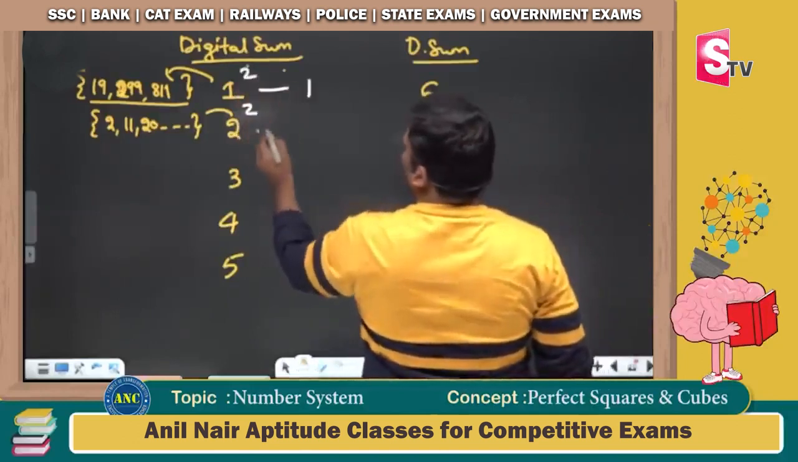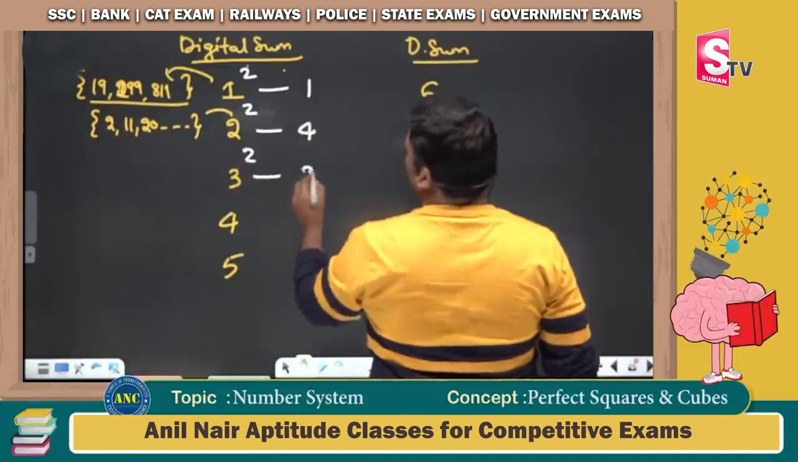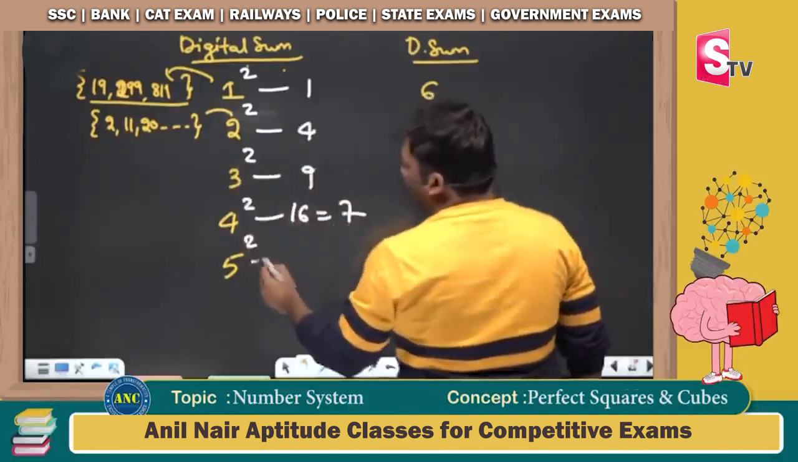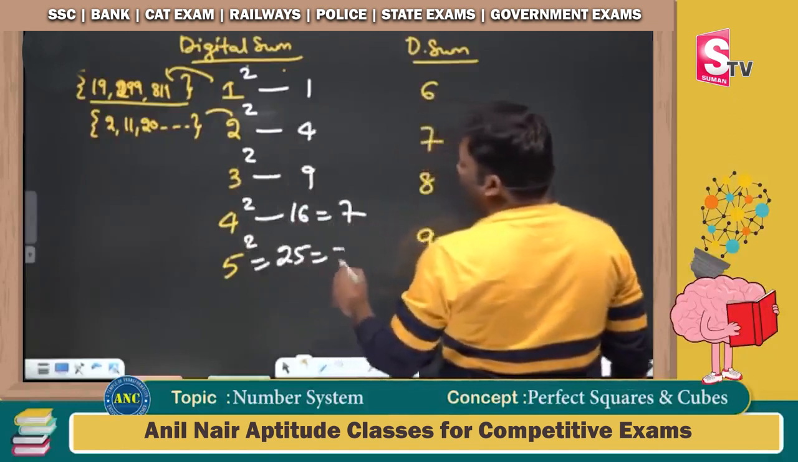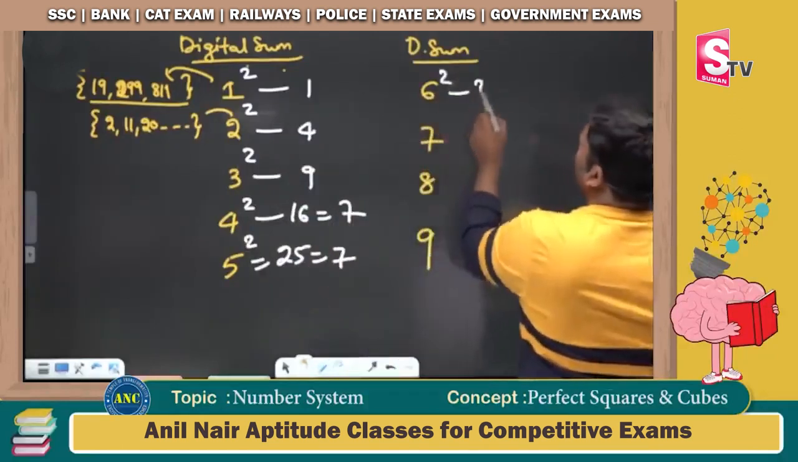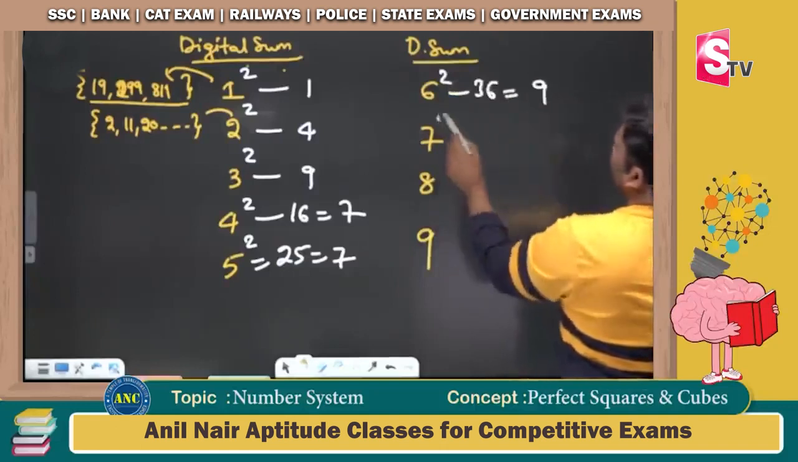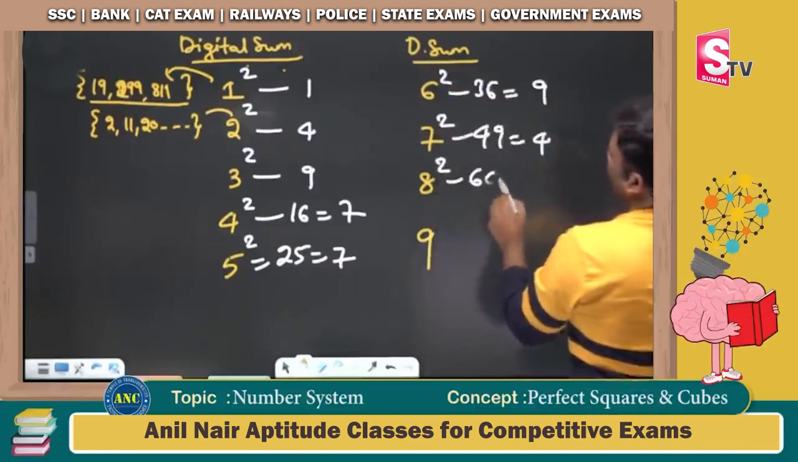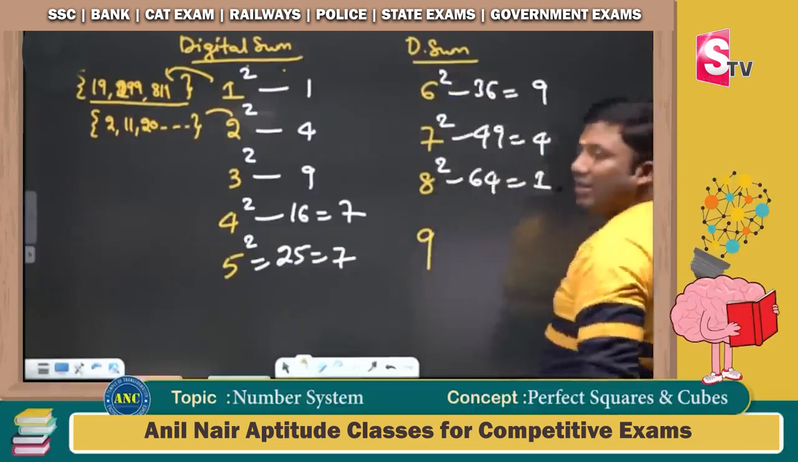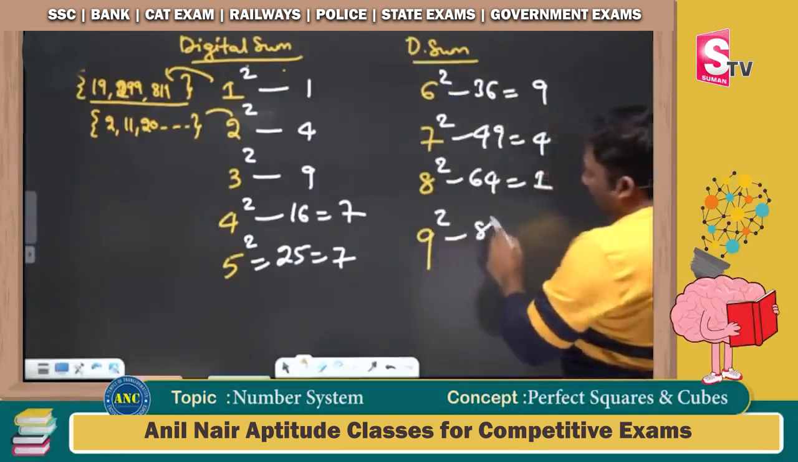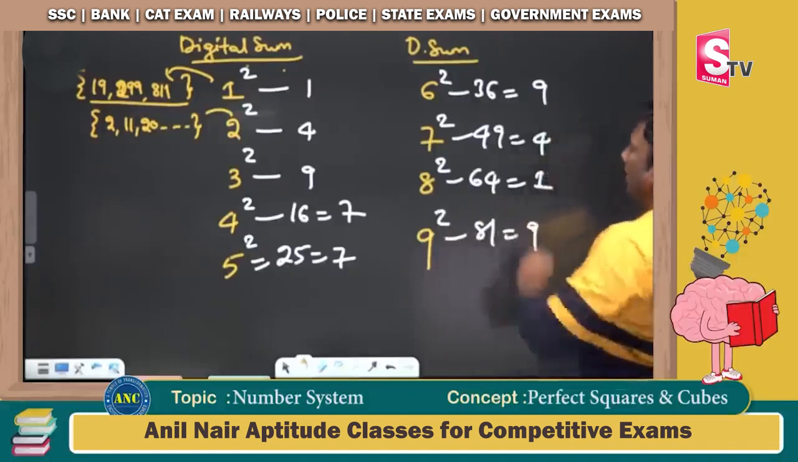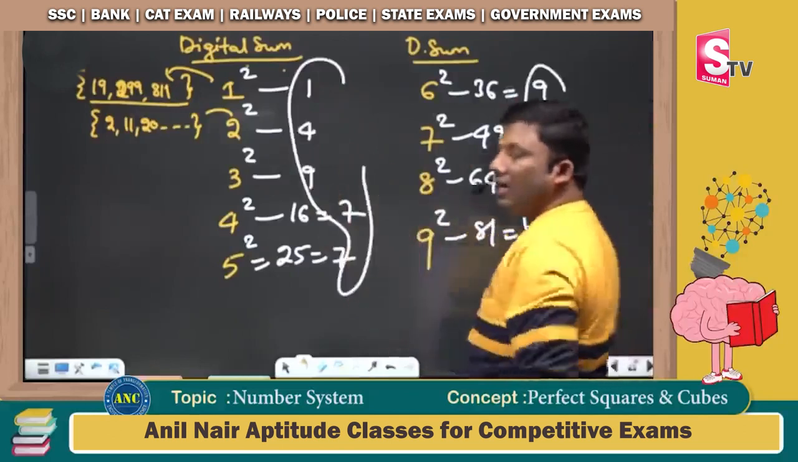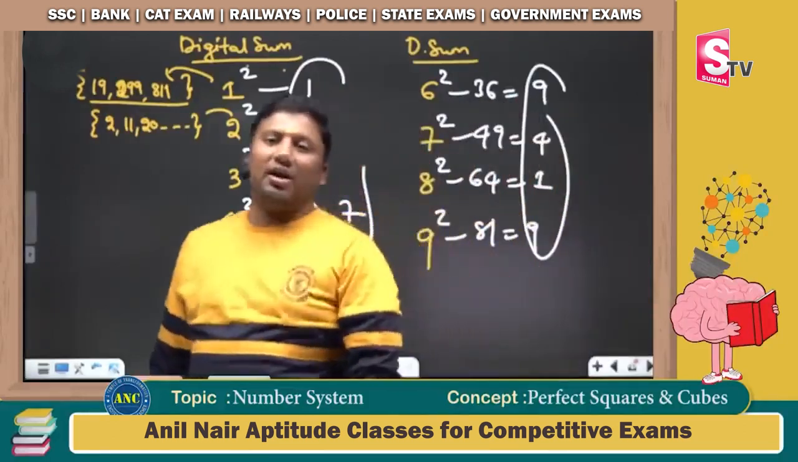1 squared is 1, 2 squared is 4, 3 squared is 9, 4 squared is 16, the digital sum of 16 is 7. 5 squared is 25, 2 plus 5 is 7. 6 squared is 36, 3 plus 6 is 9. 7 squared is 49, which is 4. 8 squared is 64, 6 plus 4 is 10, which is 1. 9 squared is 81, 8 plus 1 is 9. What are all the numbers that we got? We got 1, 4, 7 or 9.